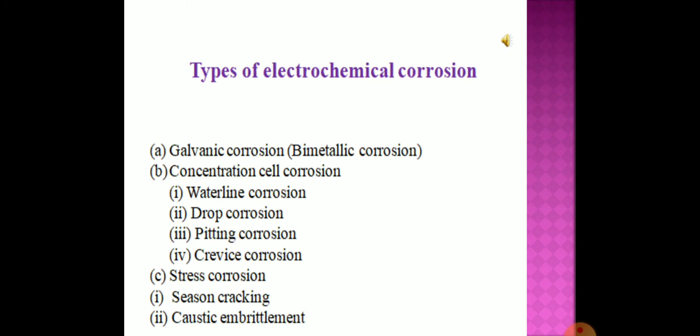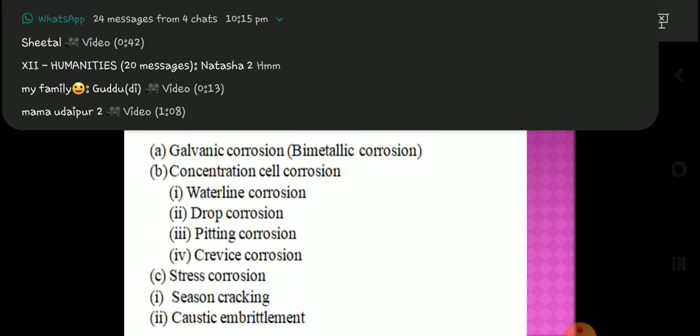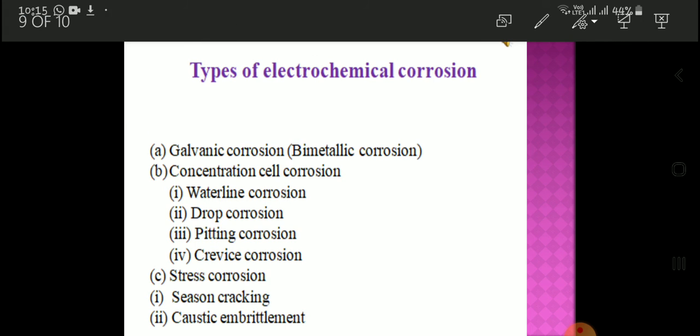Types of electrochemical corrosion. In electrochemical corrosion, various theories were discussed. Examples are galvanic corrosion, concentration cell corrosion. Under this corrosion, it has four types: waterline, drop, pitting and crevice corrosion. Third type is stress corrosion. Examples of stress corrosion are season cracking and caustic embrittlement.